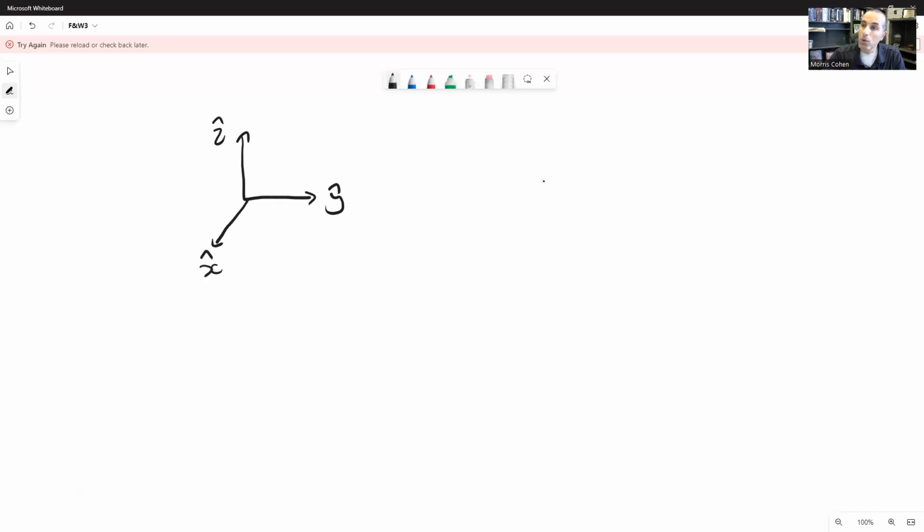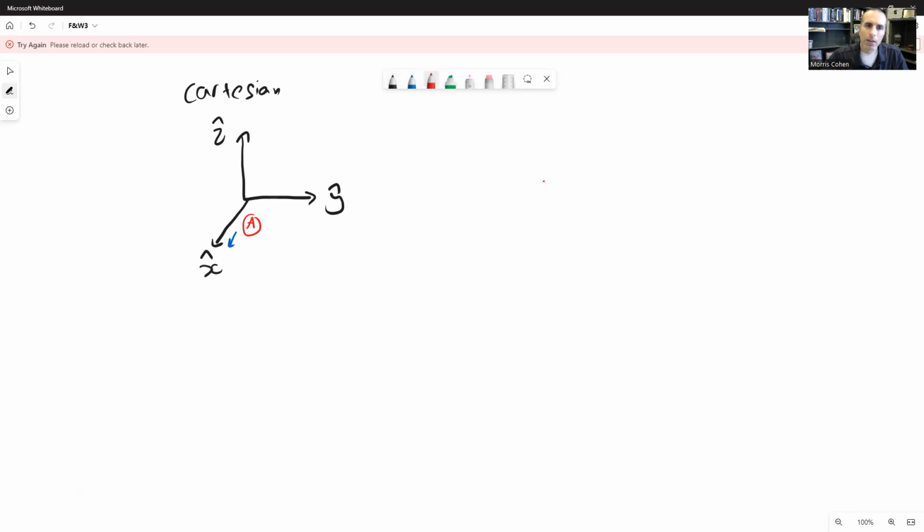Notice x hat cross y hat equals z hat, which is required for any right-handed coordinate system that we're using. This is called Cartesian. All right, so what would we substitute into a line integral if we're integrating in Cartesian coordinates? That really depends on where your line integral is going. For example, let's consider possibility A, that we have a line integral that's progressing in this direction.